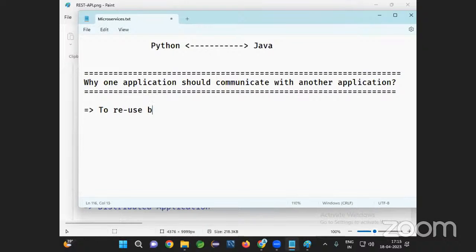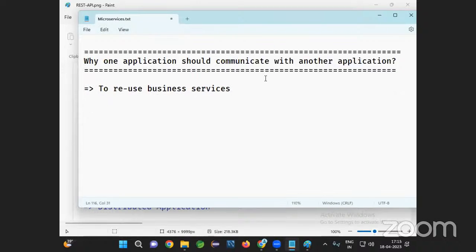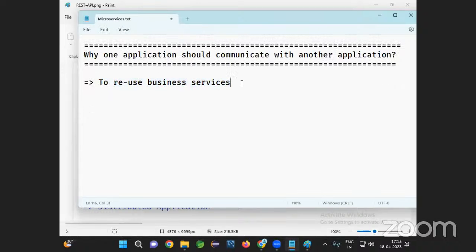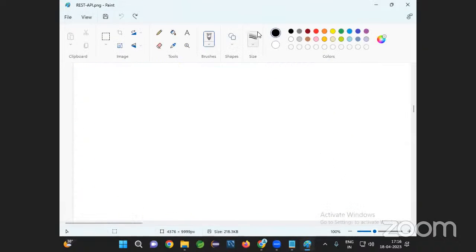To reuse business services, what is the main purpose? To reuse business services, one application will communicate with another application. That is called B2B communication. Now, let us take a scenario.